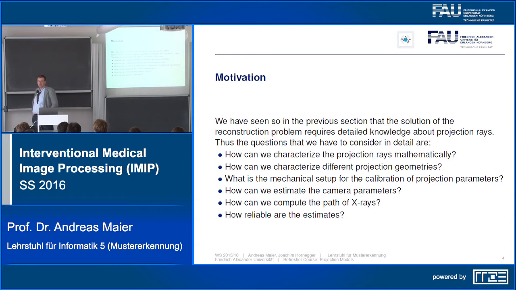And using those parameters, we will then be able to associate pixels with lines in world coordinates, which will allow us to compute paths, for example, of X-rays or of lines into the scene. Another thing that we will think about is how reliable the estimates actually are, but we will only shortly discuss this. Of course, once you estimate something, you want to figure out how robust your estimate is and how reproducible it is. And if you have numerical instabilities, of course, you want to know about that. We will look into ways of determining this.